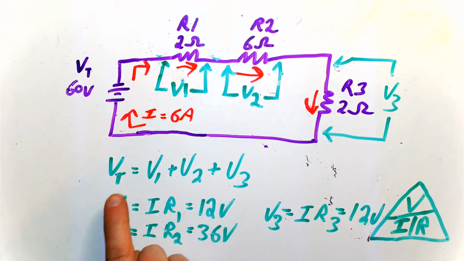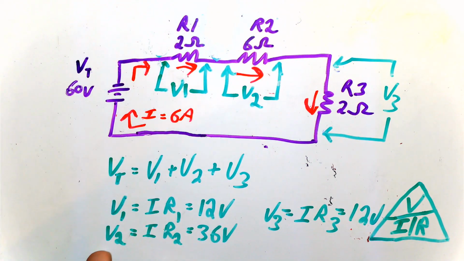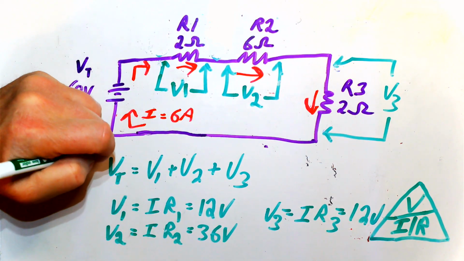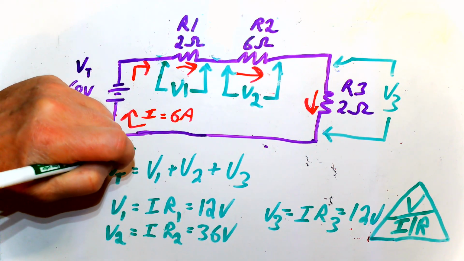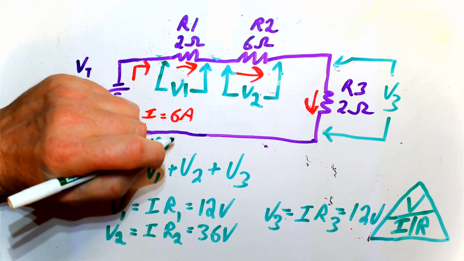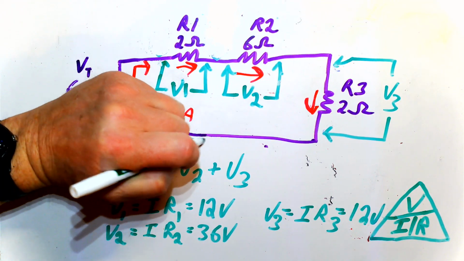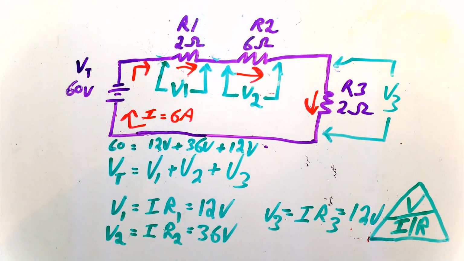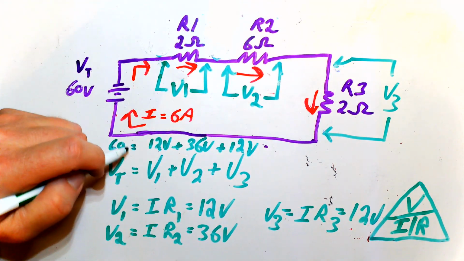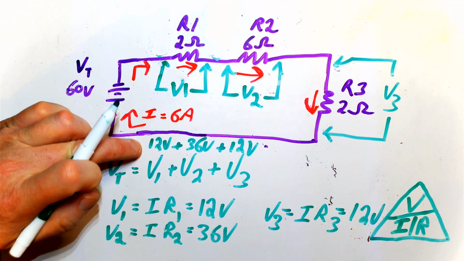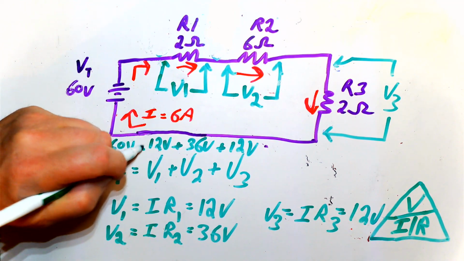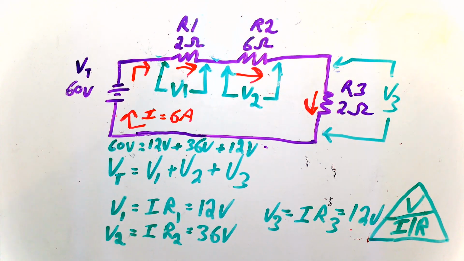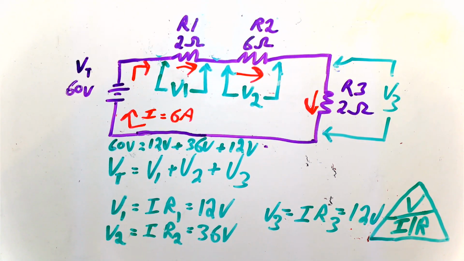Okay. So, V total, 60 volts equals V1, 12 volts. Let's put it up here. 60 volts equals 12 volts plus 36 volts plus 12 volts. Is that true? Yes. 60 volts does equal 12 plus 36 plus 12. So that's the third rule when dealing with series circuits.